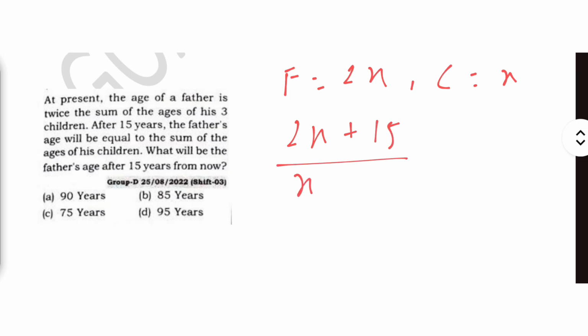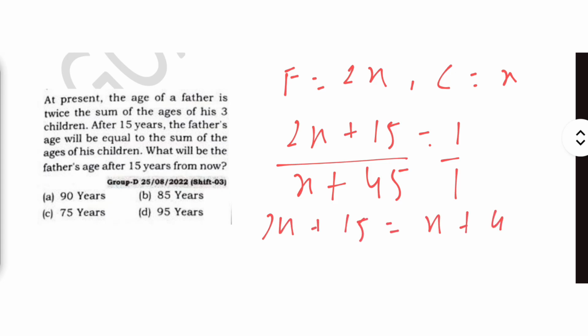Okay, each child's age increases by 15, so the effective increase in the ages after 15 years is nothing but 45, because there are three children. If there were two children, it would have been 30. Okay, the ratio is 1:1. So 2x plus 15 is x plus 45. So x is nothing but 45 minus 15, that is 30.